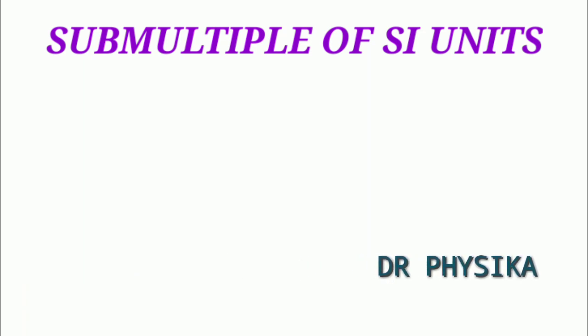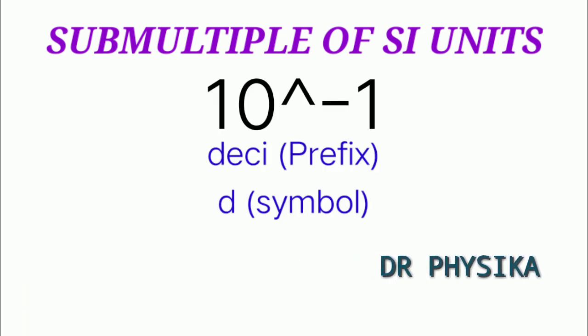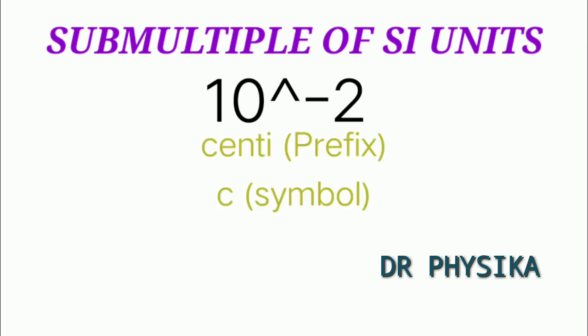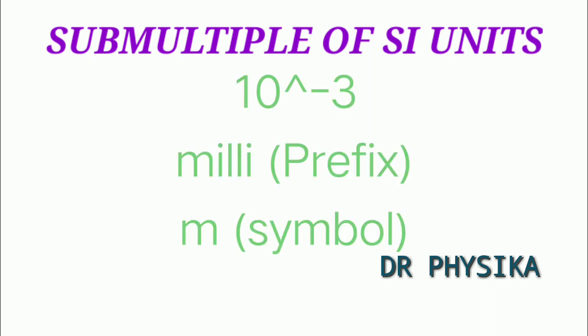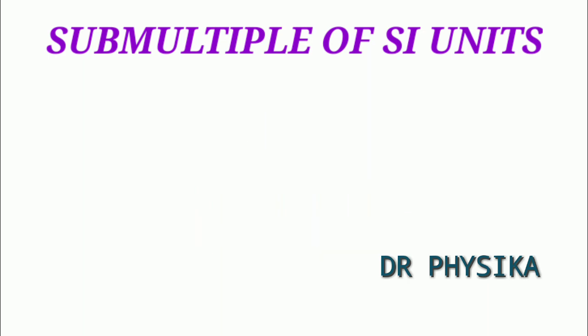Now I am going to discuss submultiples of SI units. First is 10 raised to minus 1, deci, and the symbol of deci is small d. Second is 10 raised to minus 2, centi, and the symbol of centi is small c. Third is 10 raised to minus 3, milli, and the symbol of milli is small m.